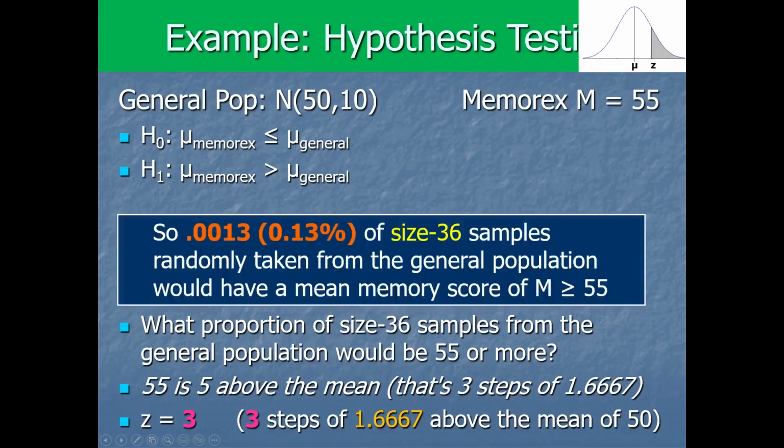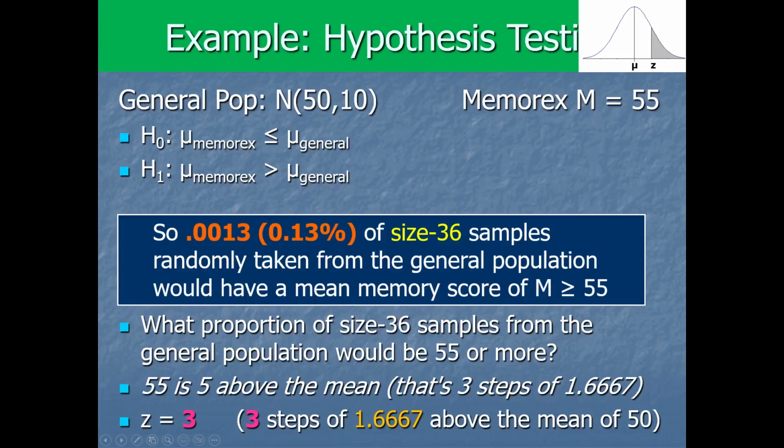And that would tell us that only 0.0013 or 0.13%, basically 1/10% of size 36 samples randomly taken from the general null hypothesis population would have a mean memory score of M = 55 or higher. So this number here, this 0.0013, that's the p-value for our sample. It's the probability of getting a sample mean at least as extreme as 55 when the null hypothesis is true, which is quite unlikely, really, right?